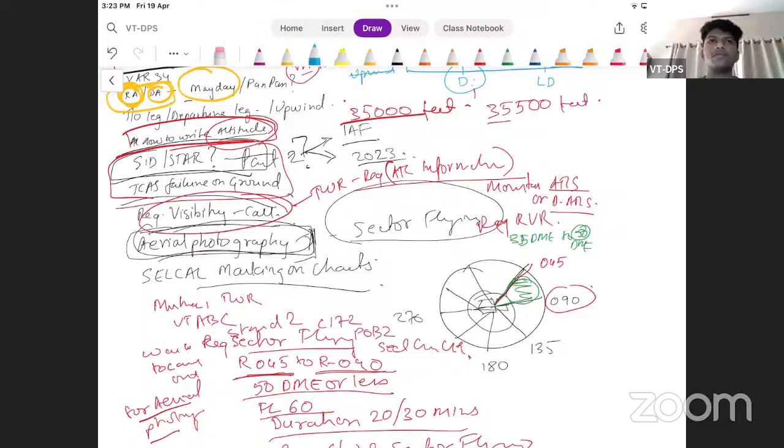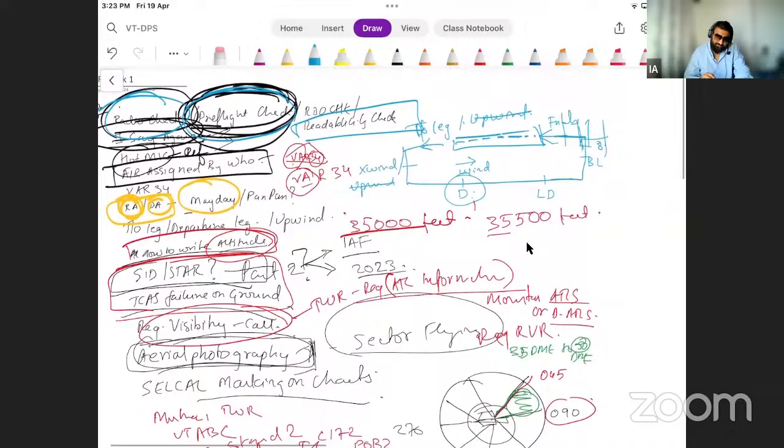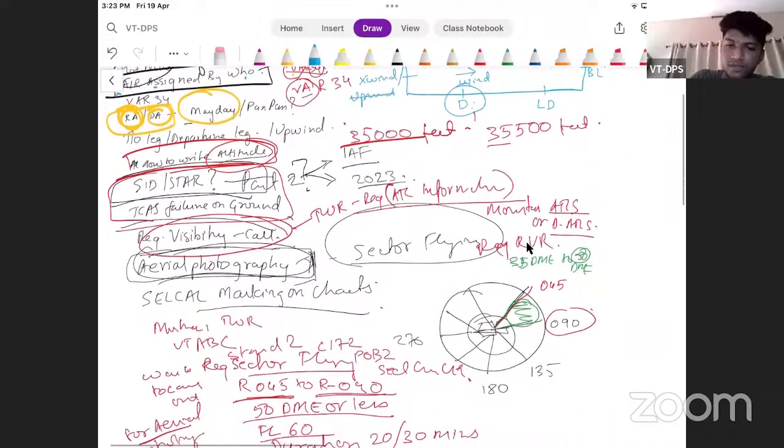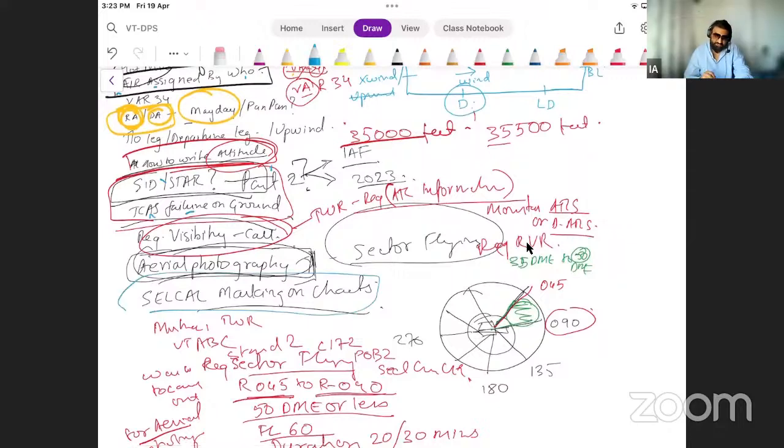Sir, if possible, can you please repeat the two questions that were pending? Can you scroll upwards, sir, if possible? Hot mic, FIR assigned, SID STAR, TCAS failure on ground, and SELCAL marking on charts. Five. We are parking five for now. Yes, sir.